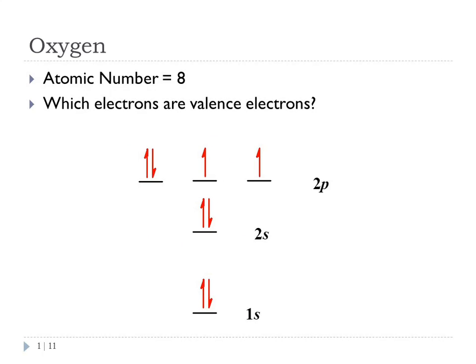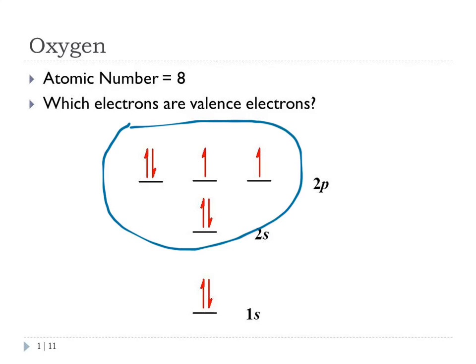Let's look at oxygen. Which are the valence electrons? How many are there? There's 6. It's these in the second shell. Okay, when you get up to the third shell, it's just however many are in the third shell. Any questions?